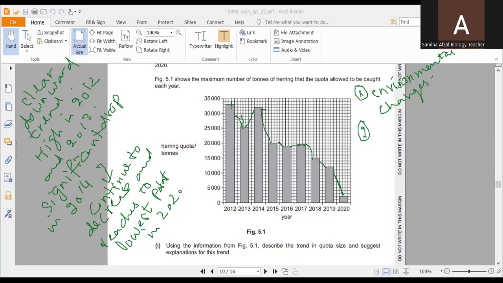And the second can be predation. An increase in the populations of herring predators. Herrings are eaten by large fishes. Predation increases. For example, large fishes, seabirds, etc. They can eat up these herrings, due to which their number or population is decreased. And the third point can be disease or parasites.